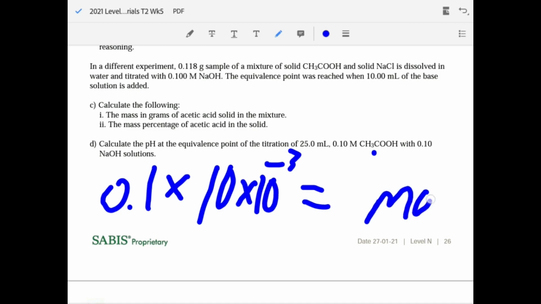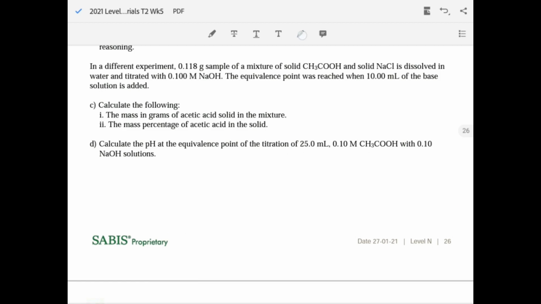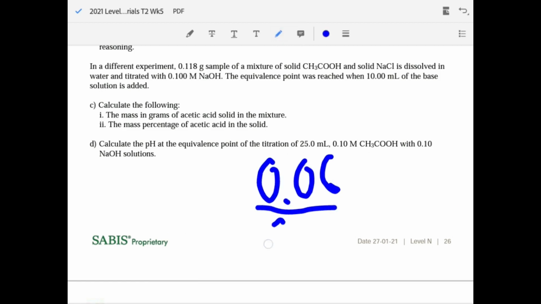So the mass is equal to the number of moles of base, aka acid, times molar mass, which for CH3COOH is 60. So you end up with 0.1 times 10 power minus 3 times 10, times 60, 0.06. So 0.06 over 0.118 to calculate the mass percent, and you get 50.8%.